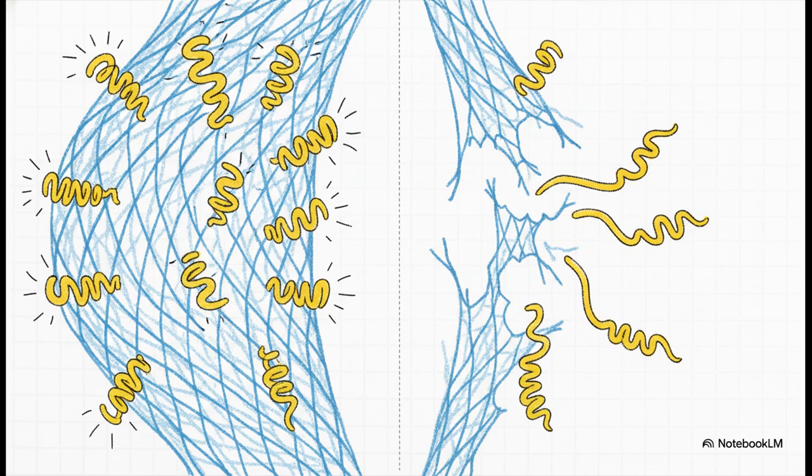Now, aggrecan is packed with these highly negatively charged glycosaminoglycans. And because those negative charges repel each other, they desperately want to push apart. But that strong collagen network violently restrains them. This constant outward pressure, this dynamic tension, that's exactly what gives your cartilage its amazing compressive stiffness and its bounce. In osteoarthritis, that delicate, beautiful equilibrium is completely disrupted.